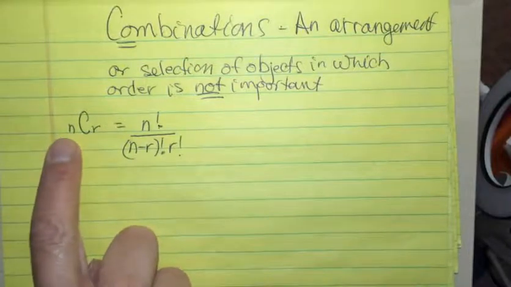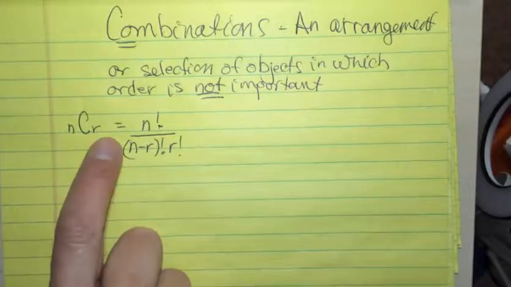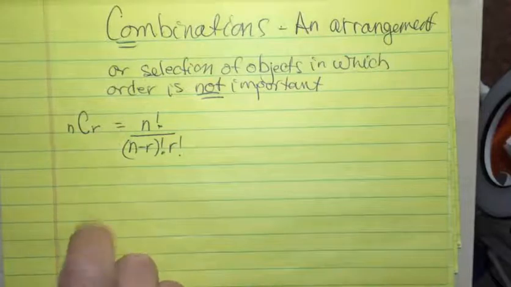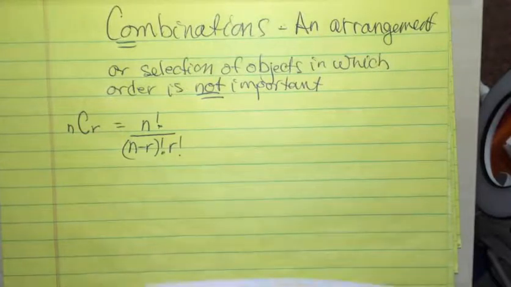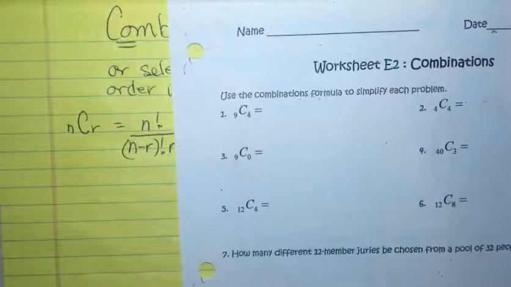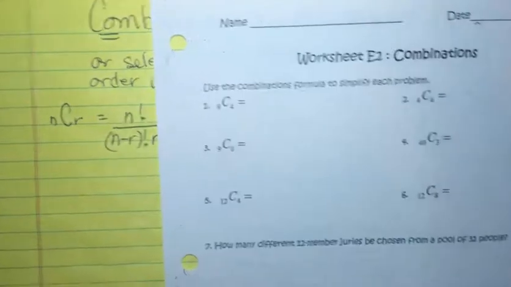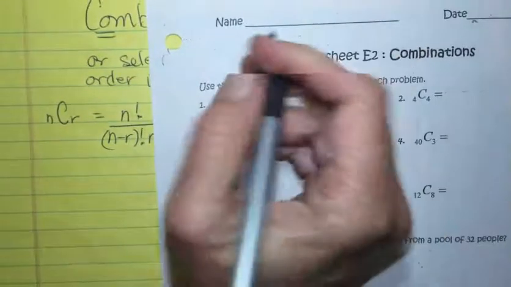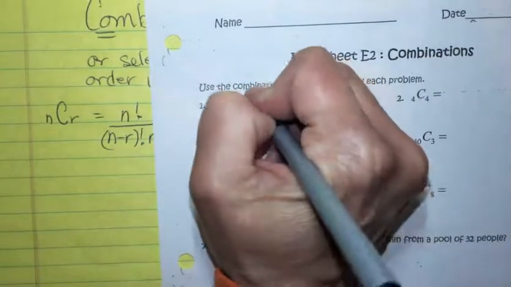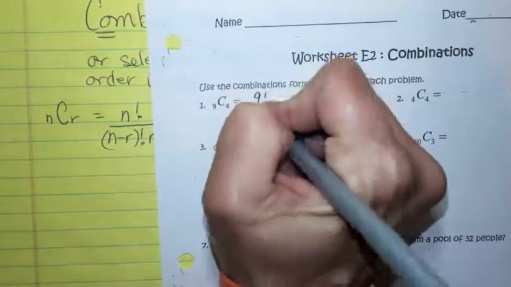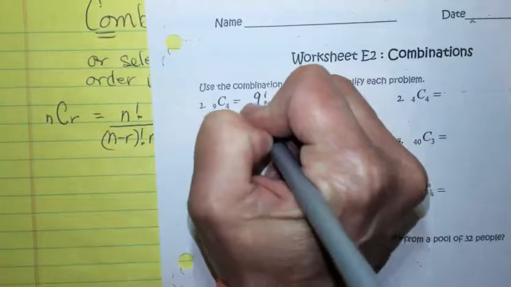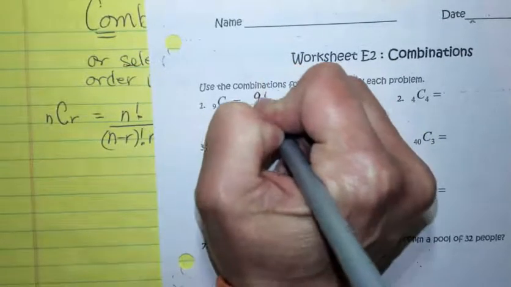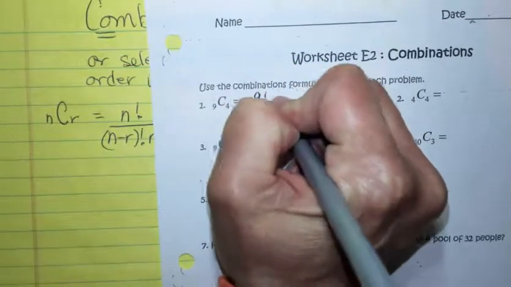So again, we have indistinct objects. We're choosing R of them. So we're going to look at just how to use that formula. And number one, we're saying n is equal to 9. So we'd have 9 factorial divided by 9 minus 4 factorial, and then 4 factorial.